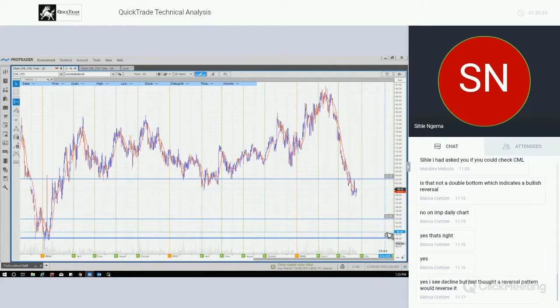I'll be on the lookout for some bullish reversals on CML. If I get one here, I will never ask any questions. I'll just go in and start accumulating some CMLs. I think CML will be a bargain around these levels.